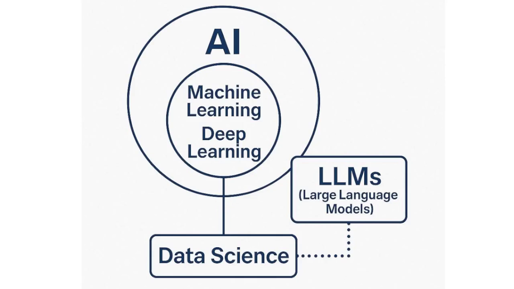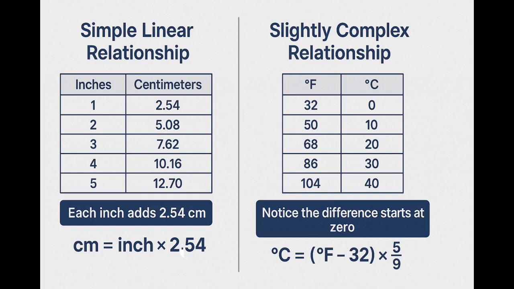Let me explain AI with a simple example. Just go through the data, especially start with this left side one, a simple linear relationship. It is the relationship between inches and centimeters. 1 inch is 2.54 centimeters and 2 inches are 5.08 centimeters, like that. So it is data. Based on the data, someone created this formula: centimeter equals inch multiplied by 2.54.